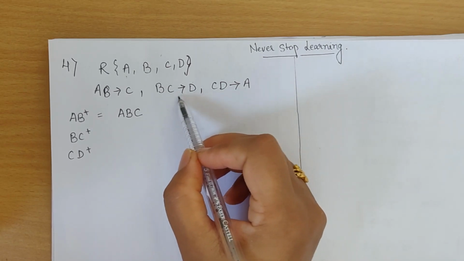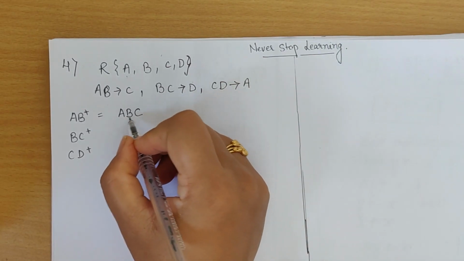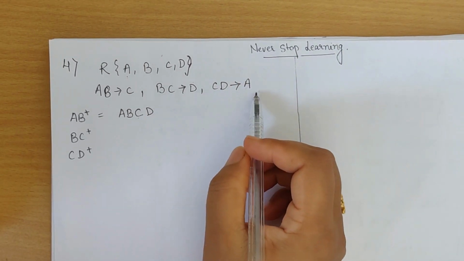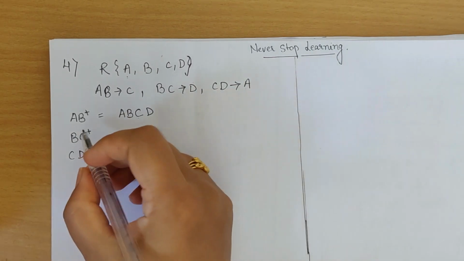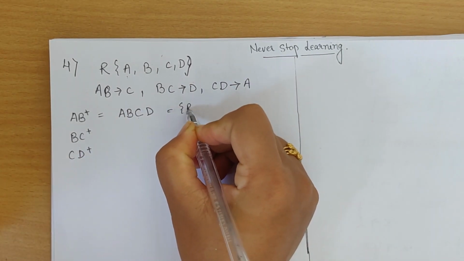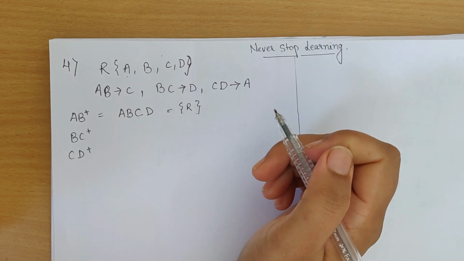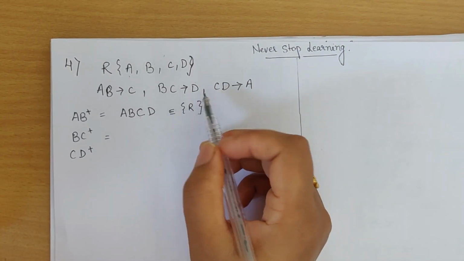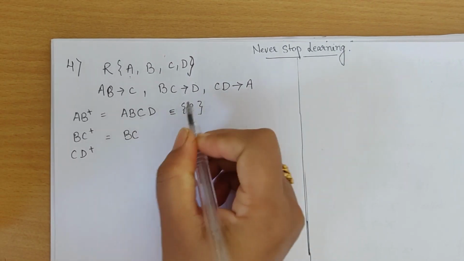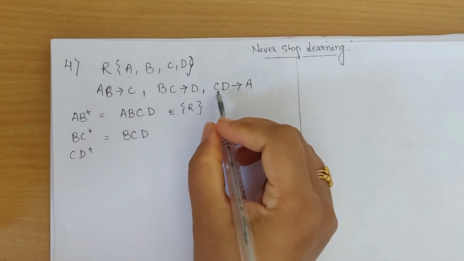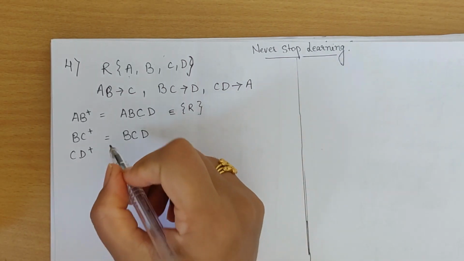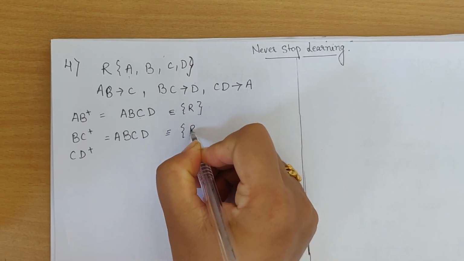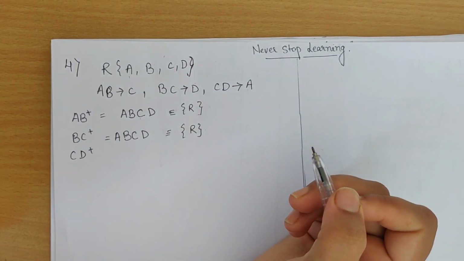BC determines D. So can I write A, B, C and D also, right? And then CD determines what? A is already present. So AB has the power to determine the entire relation R, right? Let's check for BC. Now BC determines, first I can write BC, and BC determines D. Now CD has the power to determine A. So can I write ABCD? Yes. So here BC also has the power to determine entire relation R.